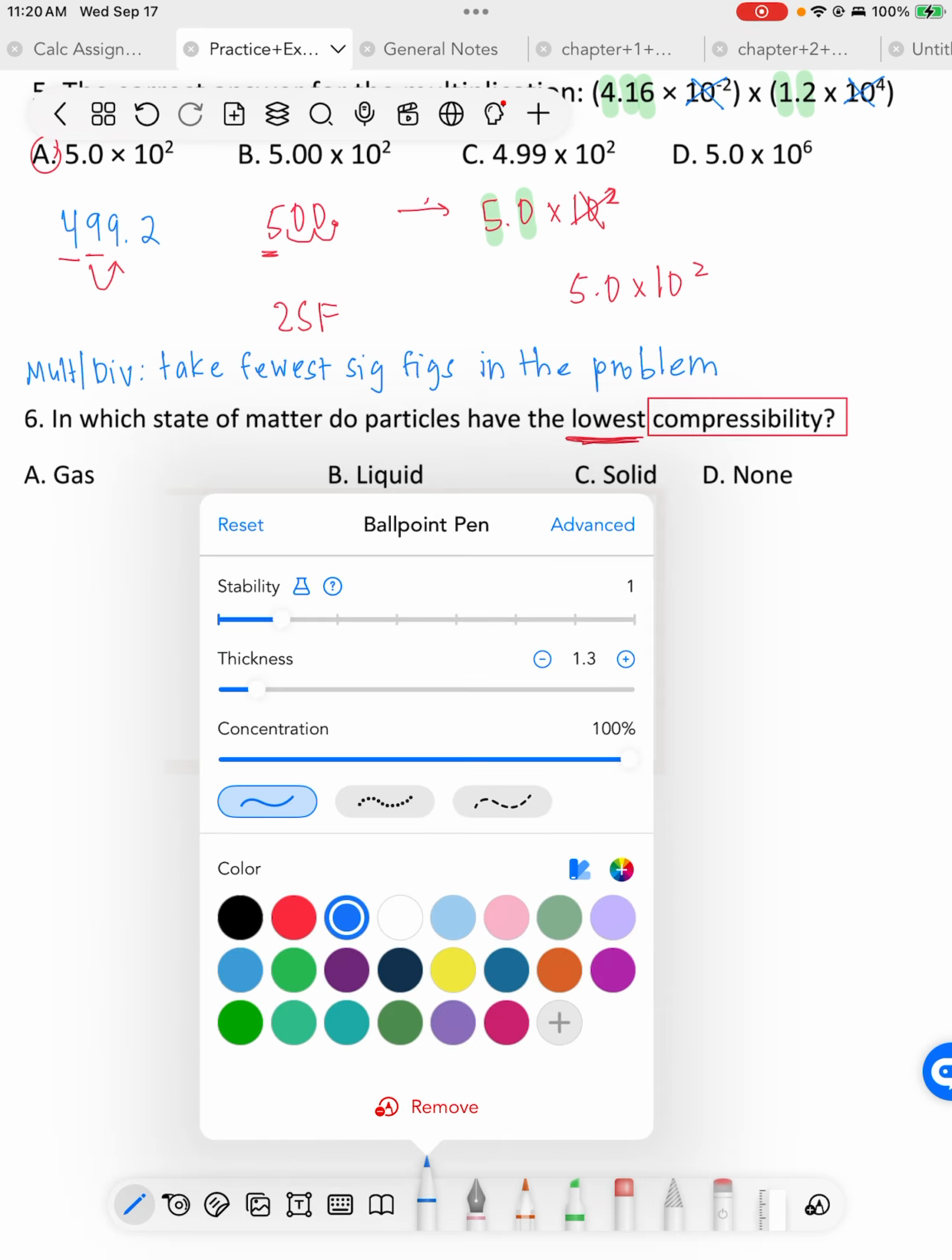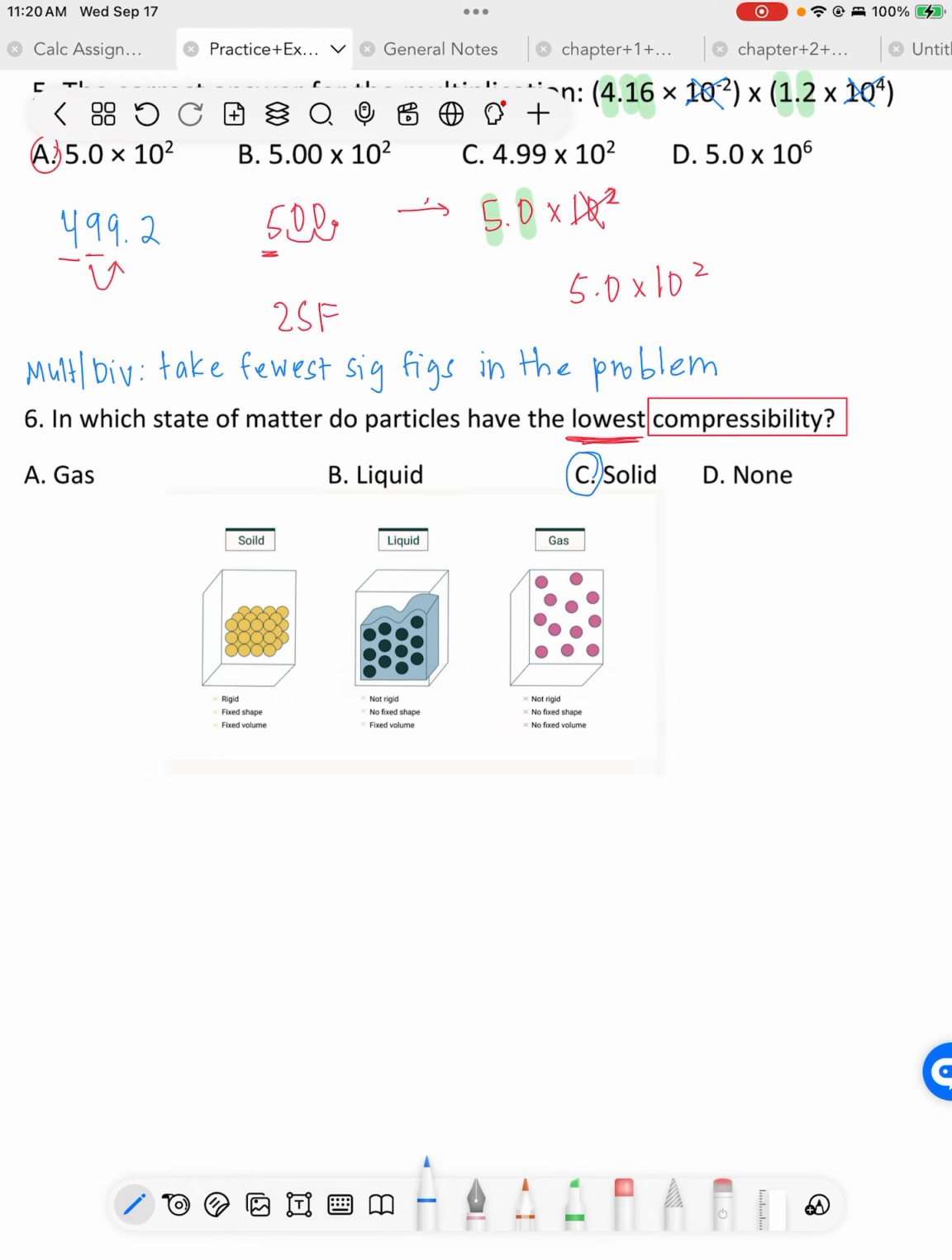So our answer is going to be solid. The solid cannot be compressed or made smaller by putting it into a smaller container. If you take a rock and you put it in a container, and then you take that same rock and put it into a smaller container, it's still the same size. Nothing has been compressed or changed.